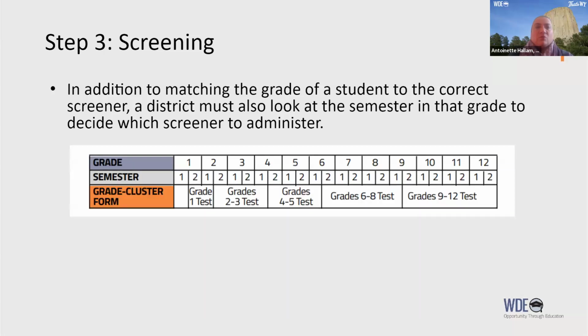In addition to matching a student's grade to the correct screener, a district must also consider the semester. Students who are in the first semester of a grade cluster should take the test for the previous grade. For example, a student in the first semester of fourth grade should take the grade 2-3 cluster test. This procedure is done because these students have not had much exposure to material from their current grade cluster. Here's a chart that helps break this down. Students in the first semester of first grade should take the kindergarten screener or the kindergarten model screener. You can see that this continues all the way to the 12th grade.